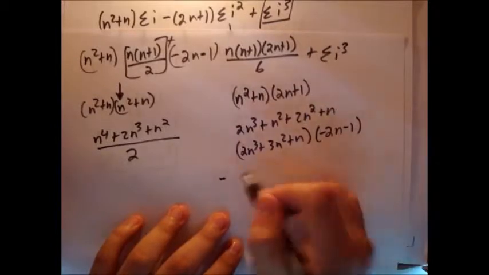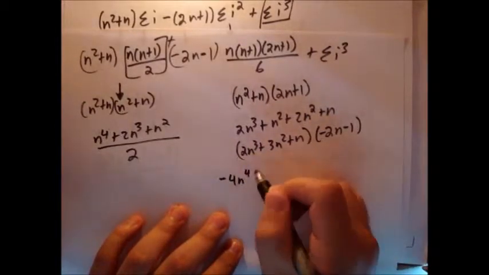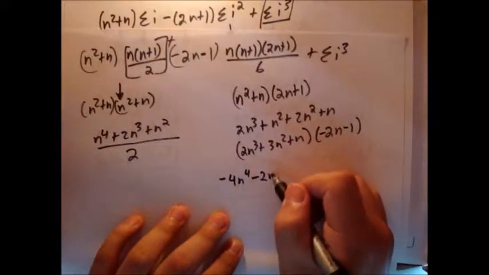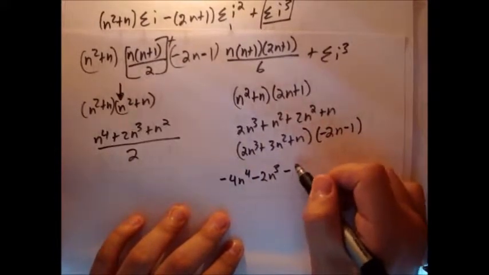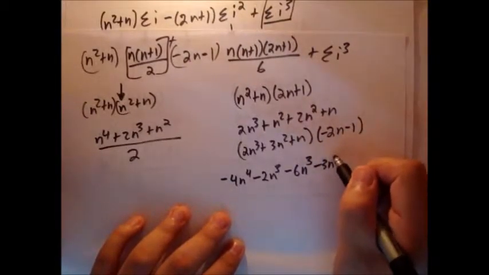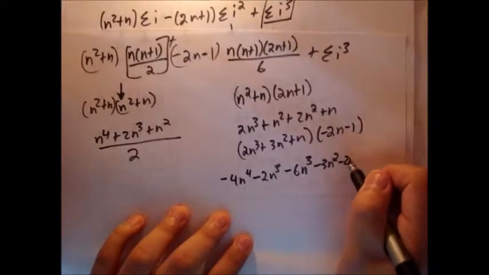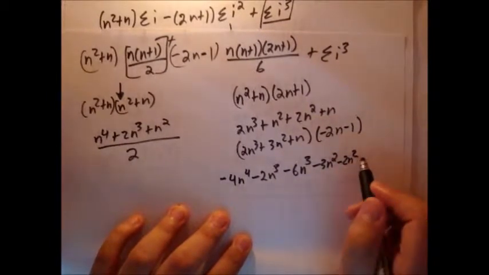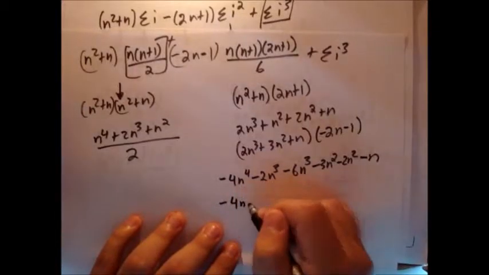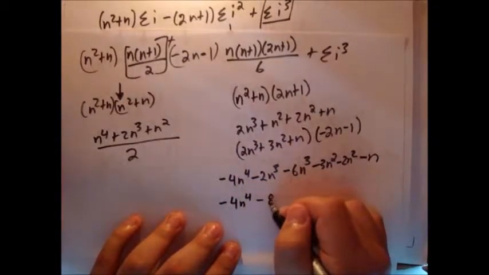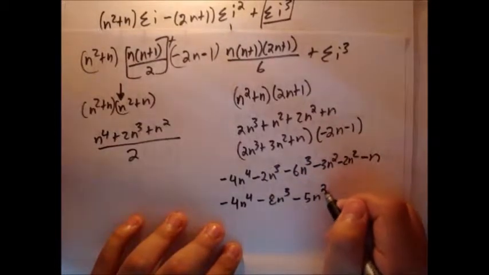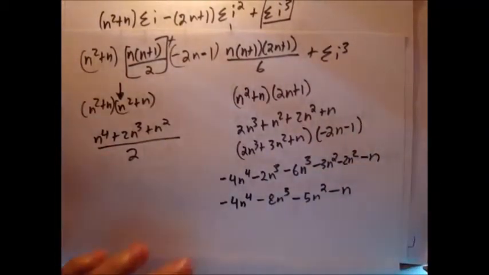That's negative 4n to the 4th power, 2n cubed times negative 1, negative 2n cubed, minus 6n to the 3rd power, minus 3n squared, minus 2n squared, and of course minus n. Let's simplify things together. Negative 4n to the 4th power, negative 8n cubed, negative 5n squared, minus n. Okay, almost done.